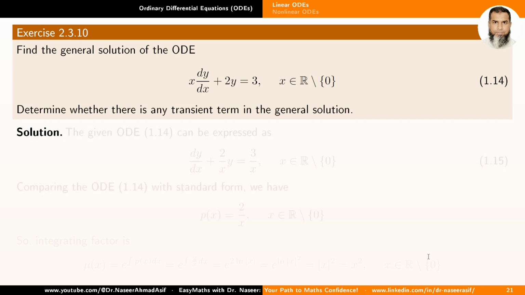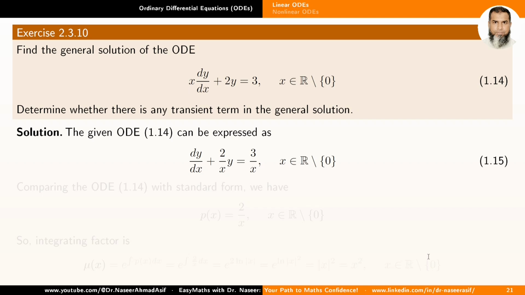We'll see the solution. The given ODE 1.14 can be expressed as dy by dx plus 2 by x times y is equal to 3 by x, where x belongs to R other than 0. Comparing the ODE 1.14 with the standard form, we have p of x is equal to 2 by x, where x belongs to R other than 0.